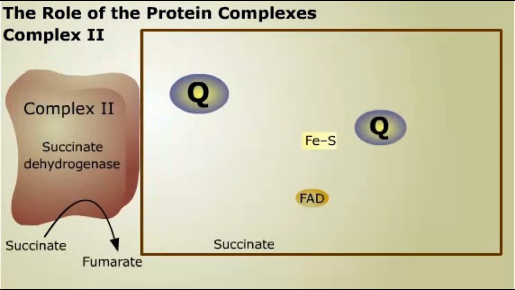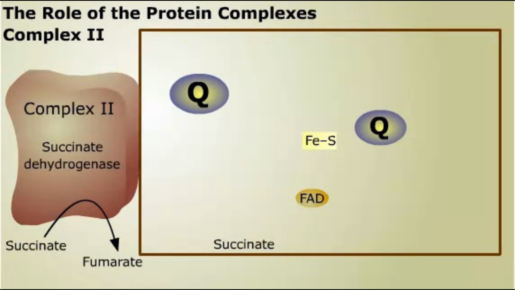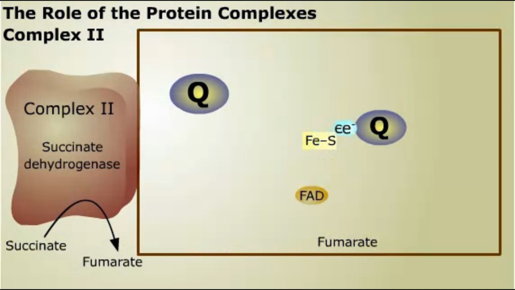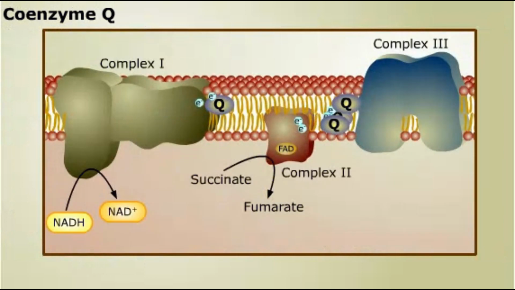In the TCA cycle, the enzyme succinate dehydrogenase, also known as complex 2, was tightly bound to the mitochondrial inner membrane. Its coenzyme FAD accepts 2 electrons from succinate. The succinate electrons also get passed on to coenzyme Q. Coenzyme Q is a hydrophobic molecule that's membrane soluble. Coenzyme Q shuttles electrons from complexes 1 and 2 to complex 3.